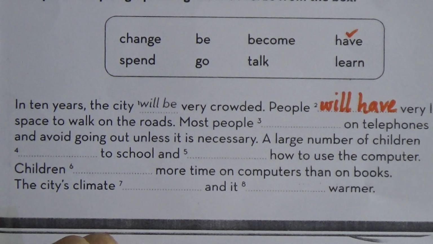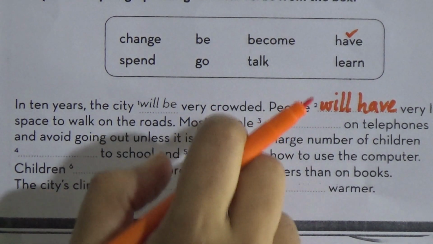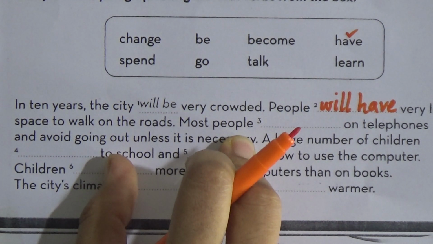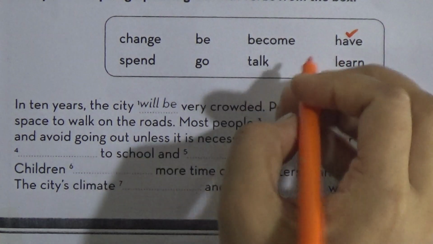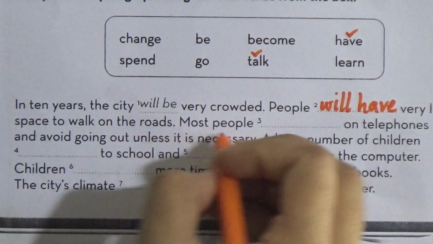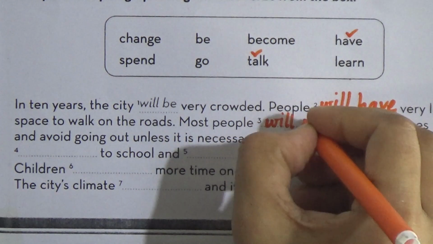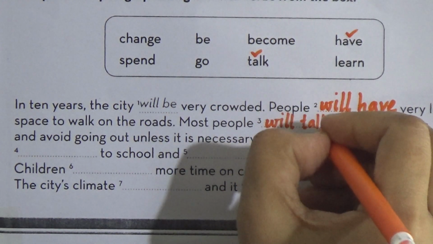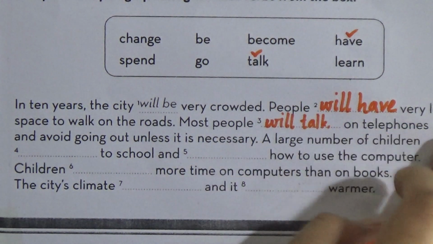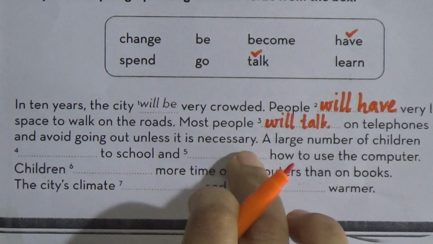Most people ___ on telephones and avoid going out unless it is necessary. Most people will do what? As there is a telephone, they will talk. So we have to write most people will talk on telephones and avoid going out unless it is necessary.